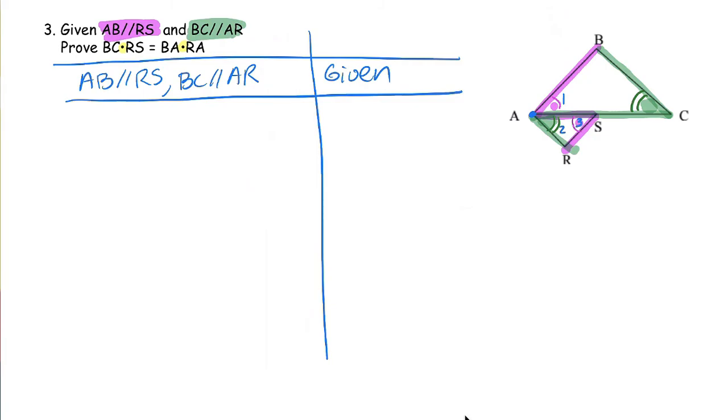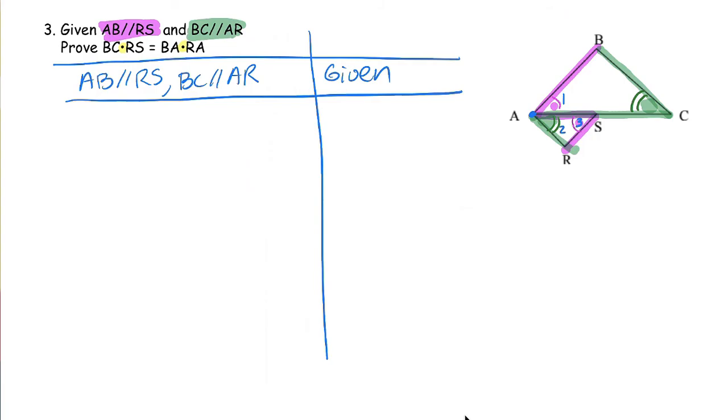Or we could call it RAS, angle RAS. At C, there is only one angle there, so you are able to call it angle C. You could number it as a number 4 and call it number 4 if you want to. But I'm going to call it angle C.